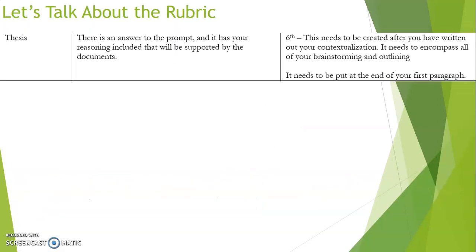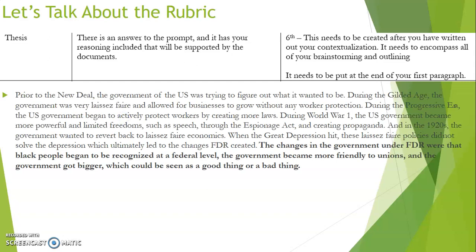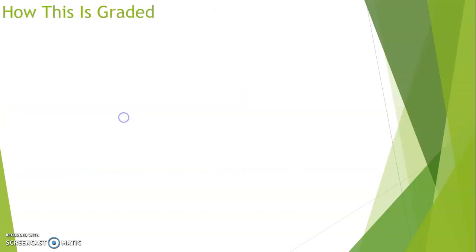The last thing is the thesis. The thesis is the answer to the prompt. It needs to go at the end of your first paragraph. You have your contextualization in your first paragraph, and then you put the thesis right there. Then you have all the body paragraphs. The body paragraphs would be from the outline that you've already made. So your thesis would be at the end, right here. It's the answer to the prompt, and it should include your reasoning as well.